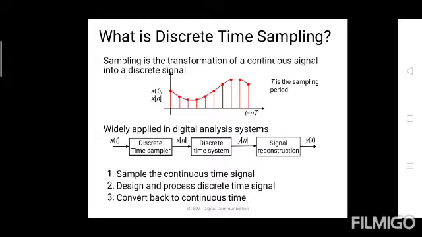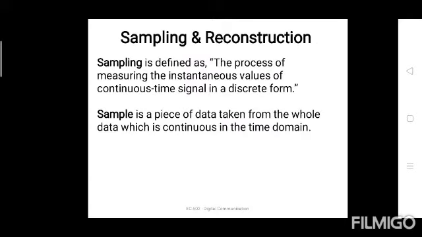Now the question arises, how do we convert this continuous time signal into a discrete one? What is the mathematics associated with that? And the second question is, what is the normal definition of sampling? It is a transformation method of converting a continuous signal into a discrete signal, or a process in which we take the instantaneous value of a continuous signal. So sampling is defined as the process of measuring the instantaneous value of a continuous time signal in discrete form.